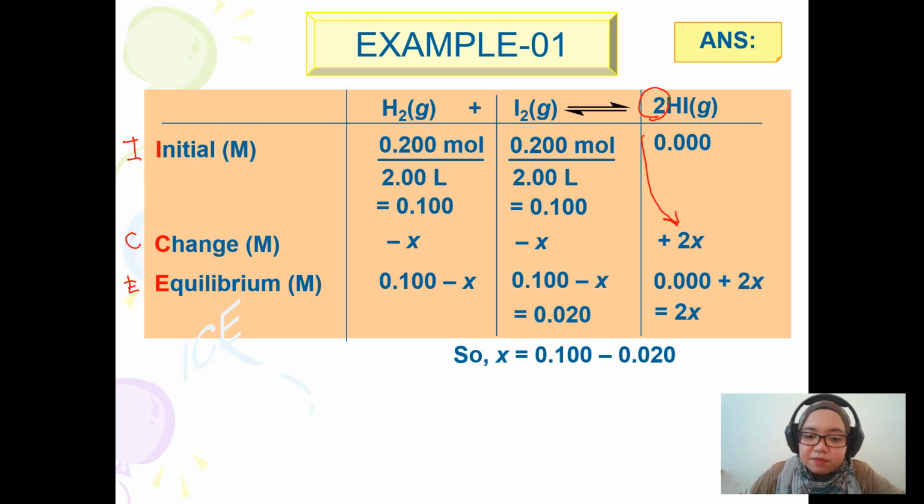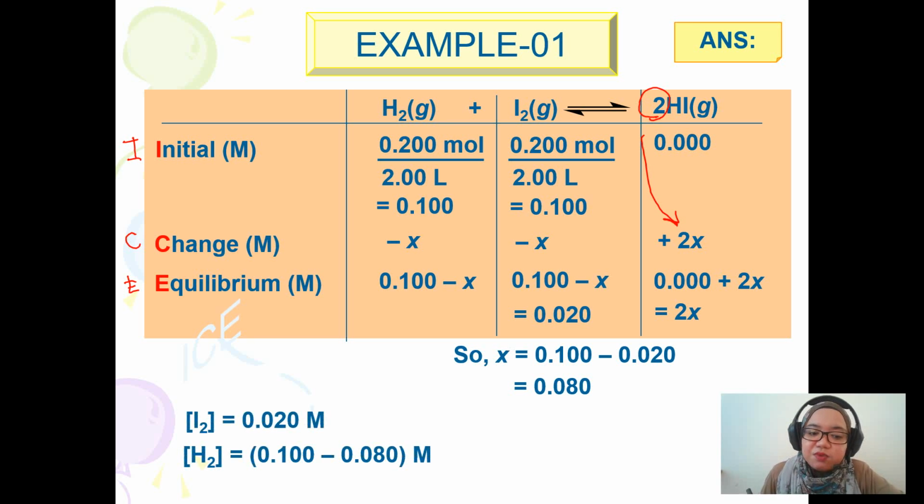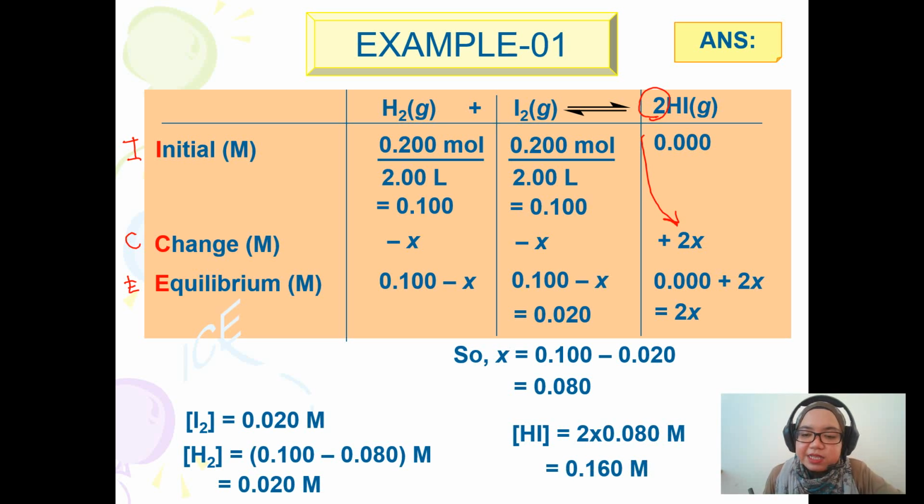Okay. So we know that at equilibrium, the concentration of iodine gas is 0.02. So now we can find the x. So x equals 0.1 minus 0.02, so we get x equals 0.08. Now can we find the equilibrium concentration for each of these? Yes, for hydrogen gas, 0.1 minus 0.08, we get 0.02. And for HI, we get 2 times 0.08, which is 0.16 molar. So this is how you solve this kind of question.